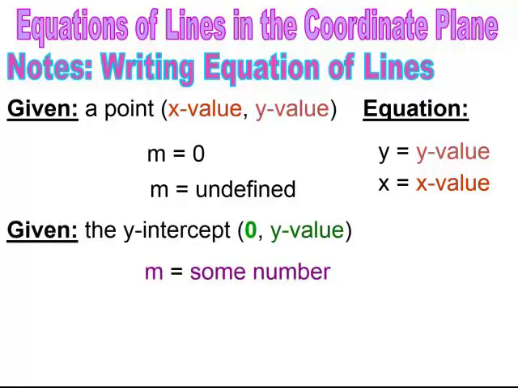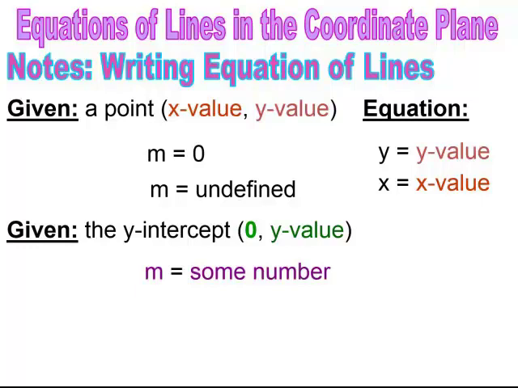And then also, if you're given the y-intercept and you're given the slope, you can write the equation of the line using the information that's given. Now remember, when you're given the y-intercept, 0 is the x value. We know we have the y-intercept if we have 0 for x. So that's a key note. If you have an ordered pair and there's a 0 in the x spot, then you have the y-intercept.